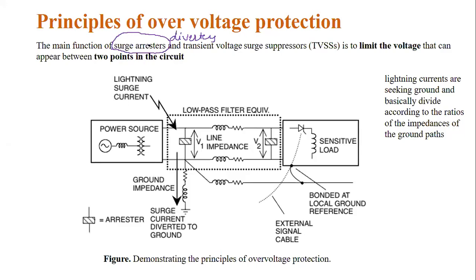The main function of surge arresters or surge diverters, and transient voltage suppressors, which is another device, is to limit the voltage that can appear between two points in the circuit.